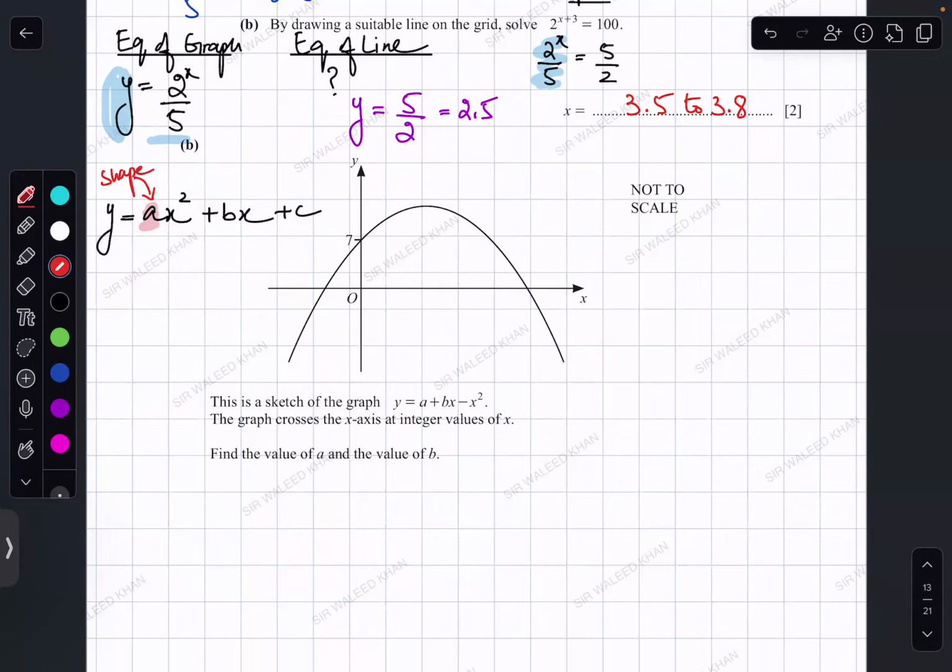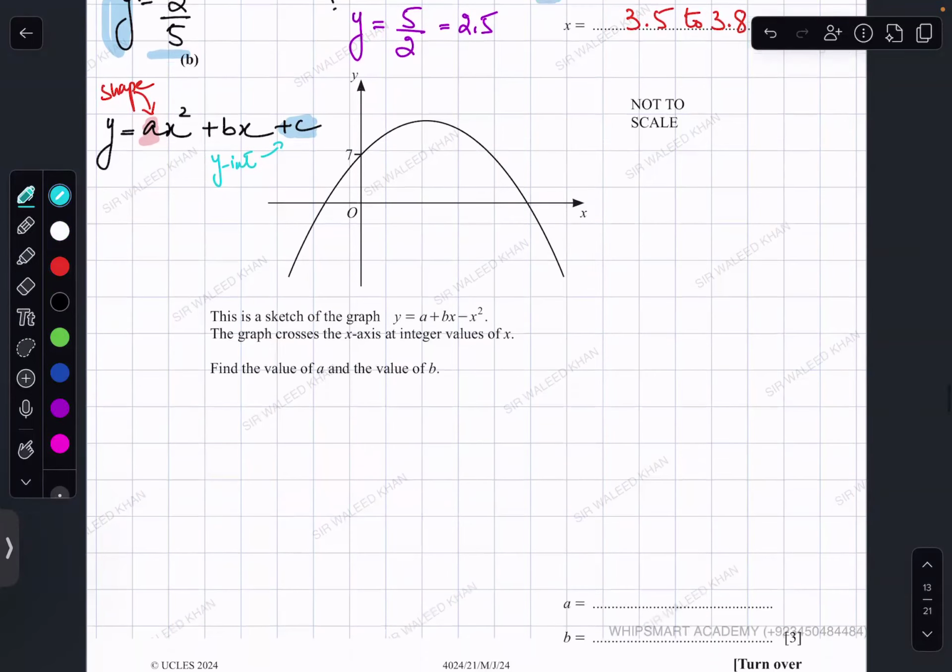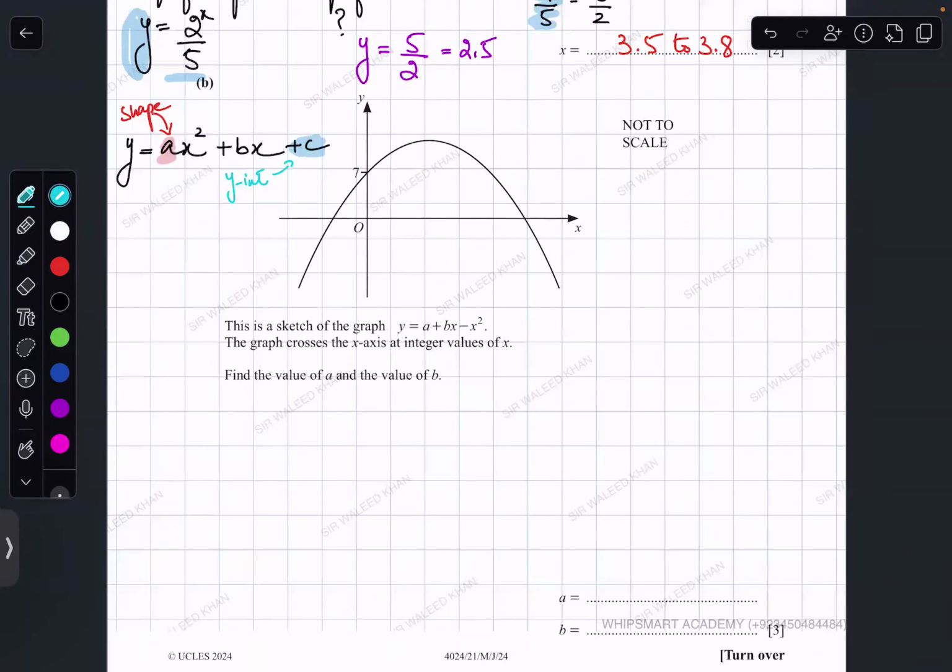If it's moved upwards or downwards, right? And this over here will tell us the y-intercept. Now they're saying this is a sketch of the graph y is equal to, and we can see that we have the coefficient of x square as negative. That is why it's downward facing.